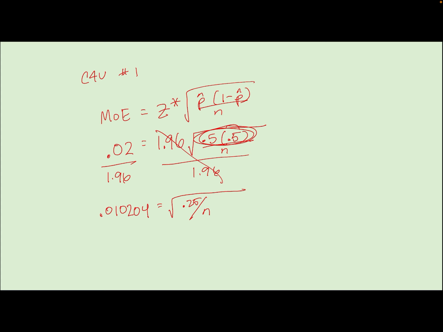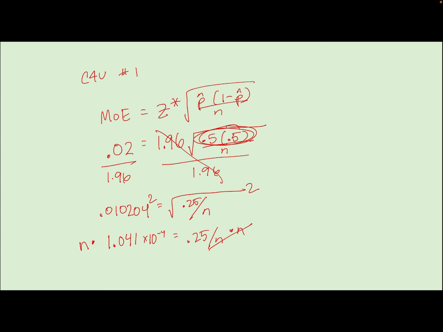Okay, next step, I have to square both sides. So on the left, now I have 1.041, but it's times 10 to the negative 4 power. I'm just going to keep it like that for now, because I'm still going to have to do some other work to it. And then on this side, I don't have the square root anymore. Okay, so now if I'm trying to get N by itself, I'm going to have to multiply by N on both sides.